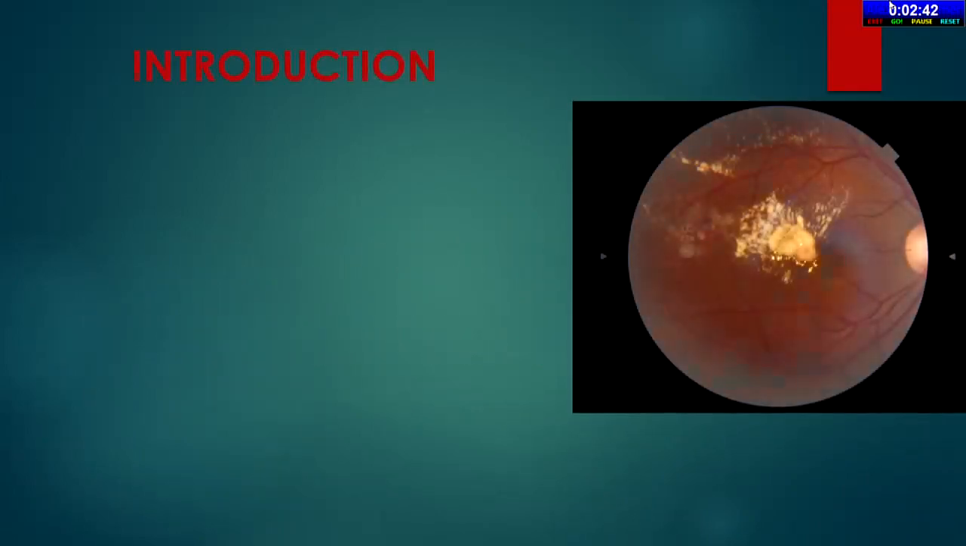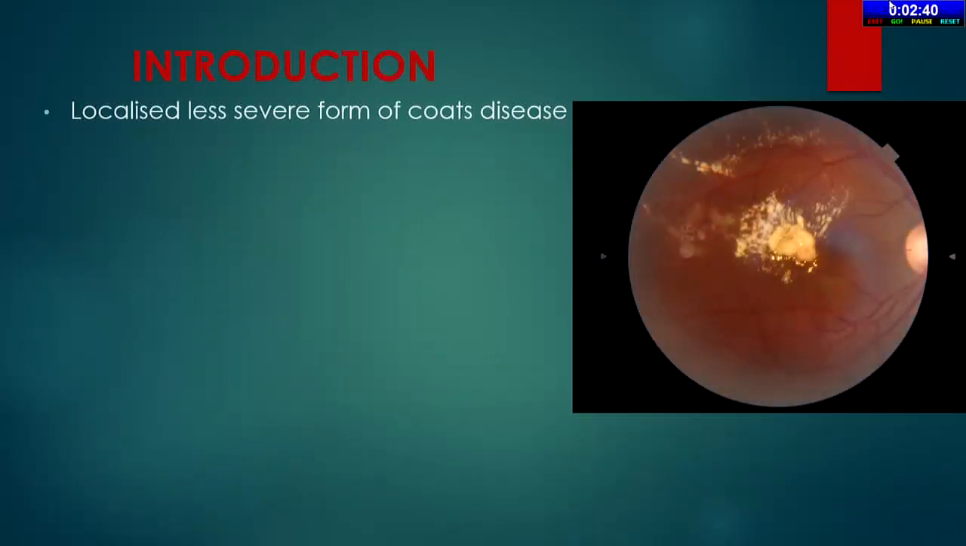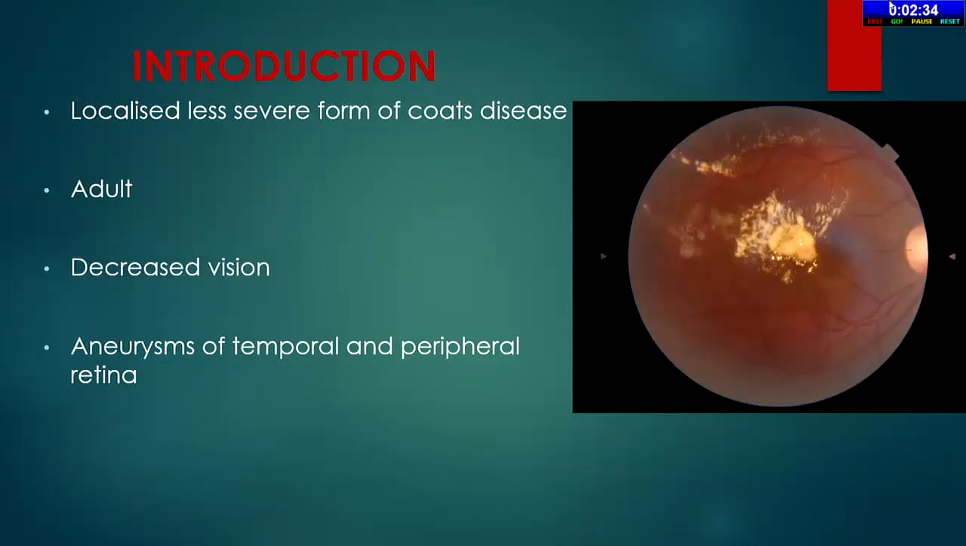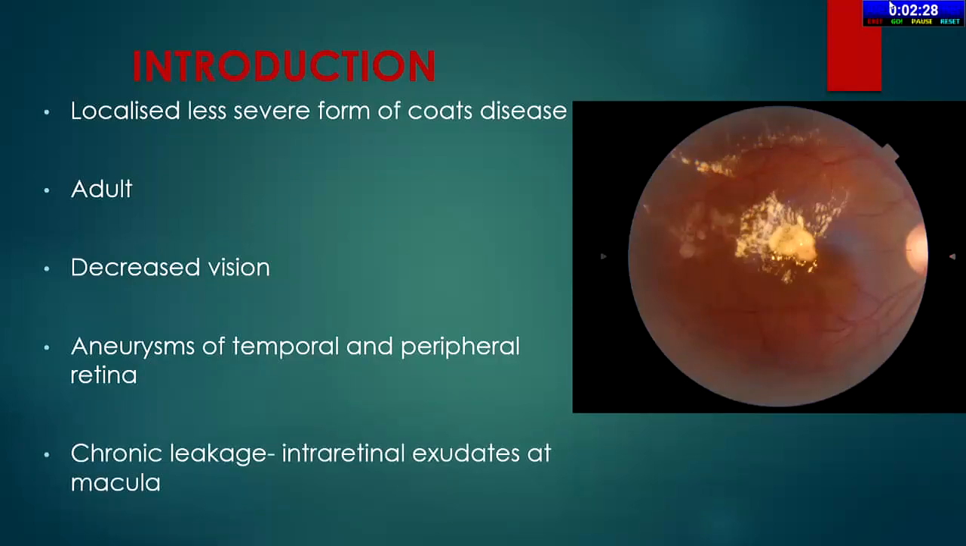This is a fundus picture of a patient with Leber's multiple miliary aneurysm. It is a localized, less severe form of Coats found in adults, unlike Coats disease, which is found in young children. It has a male preponderance and presents with decreased vision. Clinically, it presents with aneurysms of the temporal and peripheral retina, leading to chronic leakage with intraretinal exudates at the macula.